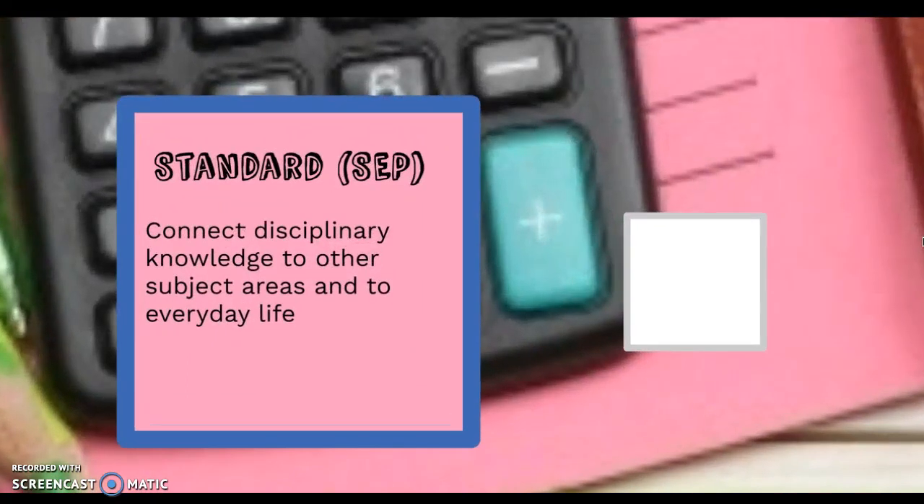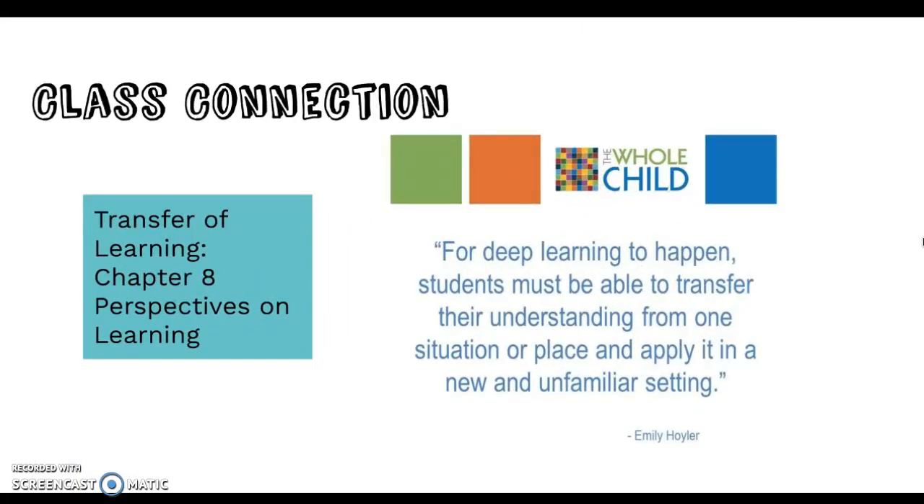So the first standard of effective practice for teachers I'm going to connect to is connect disciplinary knowledge to other subject areas and to everyday life. And so we talked about this in Chapter 8 of Perspectives on Learning when we talked about transfer of learning. And for this learning to happen, students must be able to transfer their understanding from one situation or place and apply it in a new and unfamiliar setting.